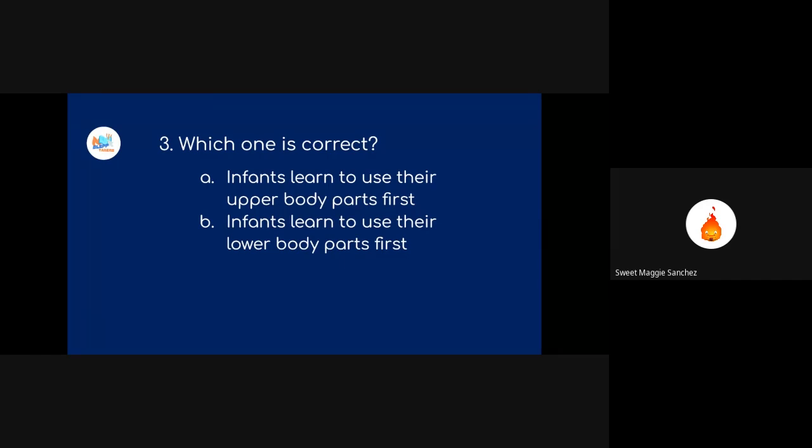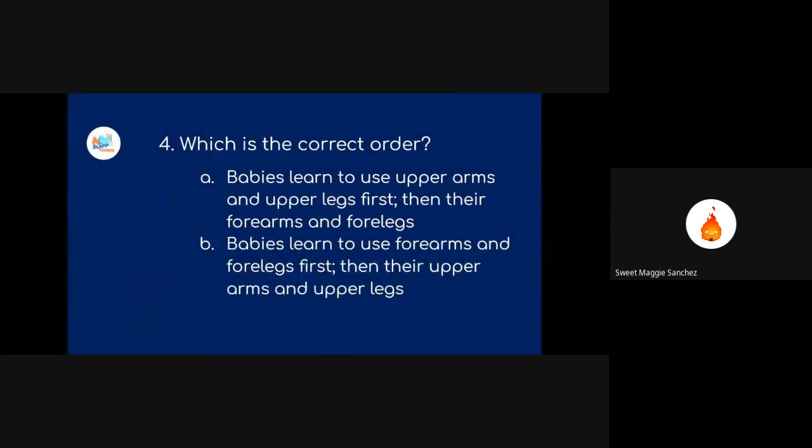Okay, timer stops. Question 4. Which is the correct order? Is it A, babies learn to use upper arms and upper legs first, then their forearms and forelegs? Or is it B, babies learn to use forearms and forelegs first, then their upper arms and upper legs? Timer starts now.